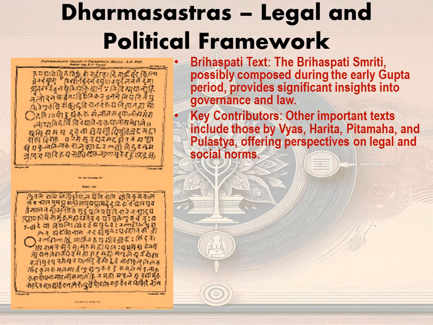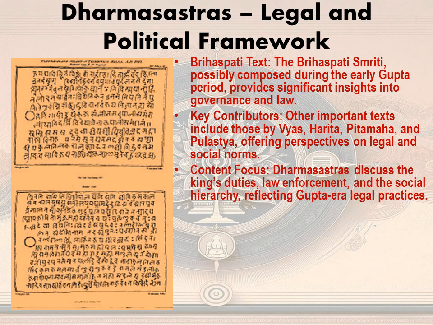Other important texts include those by Vyas, Harita, Pitamaha, and Pulastya, offering perspectives on legal and social norms. So, not only Brihaspati Smriti but other texts, the ones composed by Vyas, Harita, Pitamaha, and Pulastya, also give us a great deal of information regarding the legal and social structure of the Gupta period.